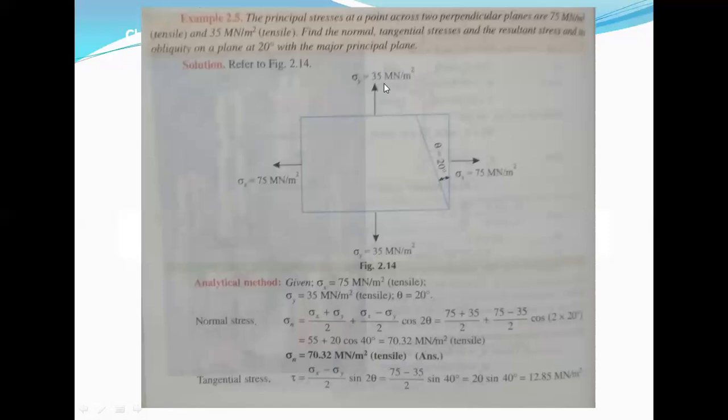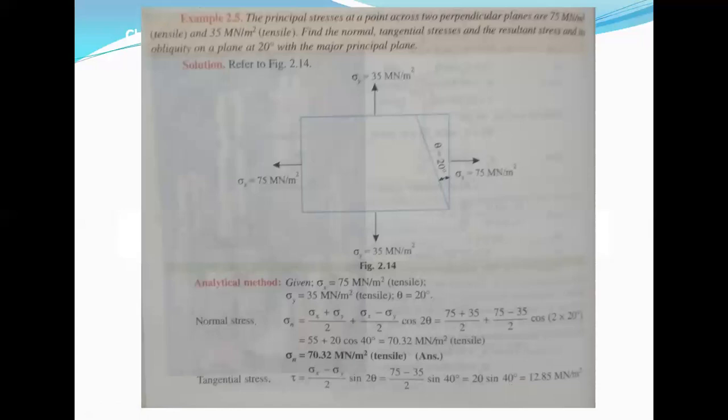He was asking us to find the normal and tangential stresses and the resultant stress. We have found normal stress sigma n by the application of this formula, and now we come to tangential stress. Tangential or shear stress is given by tau equal to (sigma x minus sigma y) by 2 sine 2 theta, that is (75 minus 35) divided by 2 into sine 2 into 20 degrees, that is 40 degrees. So 40 divided by 2 is 20, and 20 sine 40 degrees is 12.85 mega Newton per meter square. This is the tangential stress, shear stress tau.